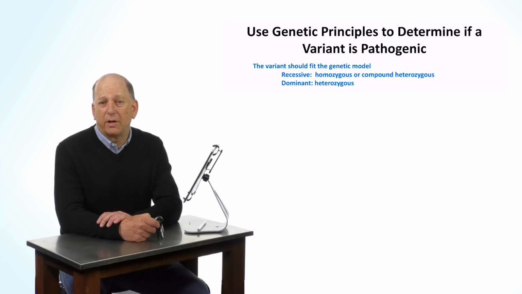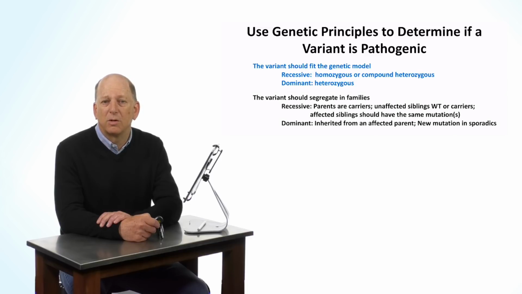First, the causal variant should fit the genetic model. For a recessive disorder, there should be homozygosity for a mutation or compound heterozygosity for 2 mutations in the same gene. In a dominant model, the causal variant should be present in the heterozygous state. If there is a family, the variant should segregate appropriately in families. For recessive disorders, the parents should each carry 1 mutation, unaffected siblings should be wild type or carriers, and affected siblings or other affected family members should have the same mutation or mutations.